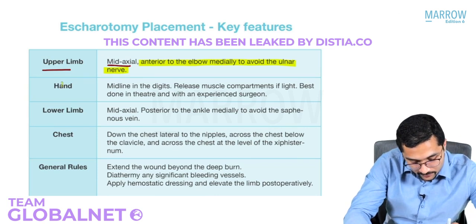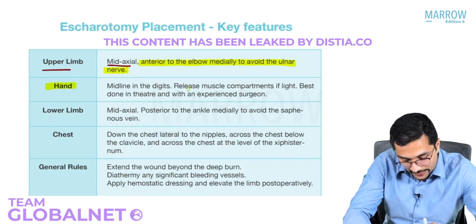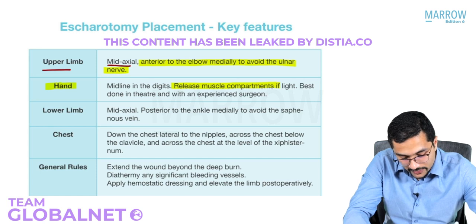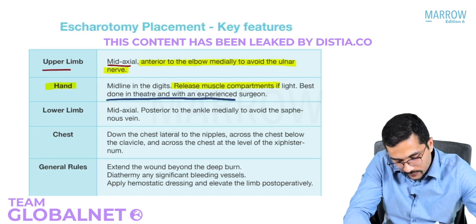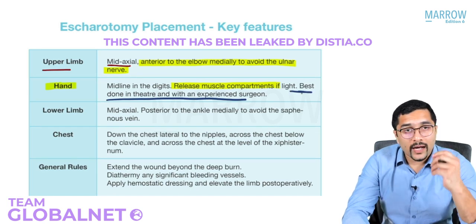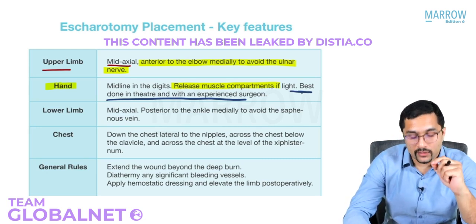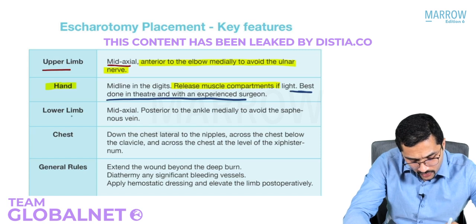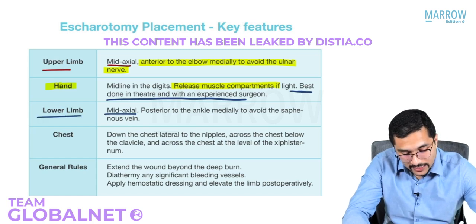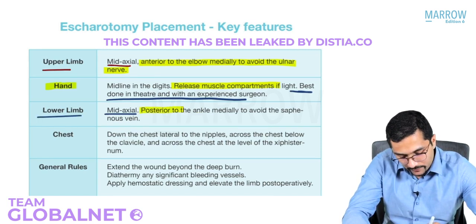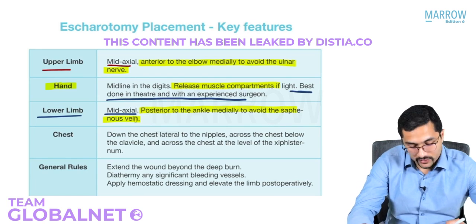In the hand, midline in the digits, and we should relax the muscle compartments. This is very important. It should be done in the theater with an experienced surgeon. Why the theater? Because there can be a lot of bleeding when you're doing an escharotomy as well. Lower limb, it should be mid-axial, and we should be posterior to the ankle medially to avoid the saphenous vein.